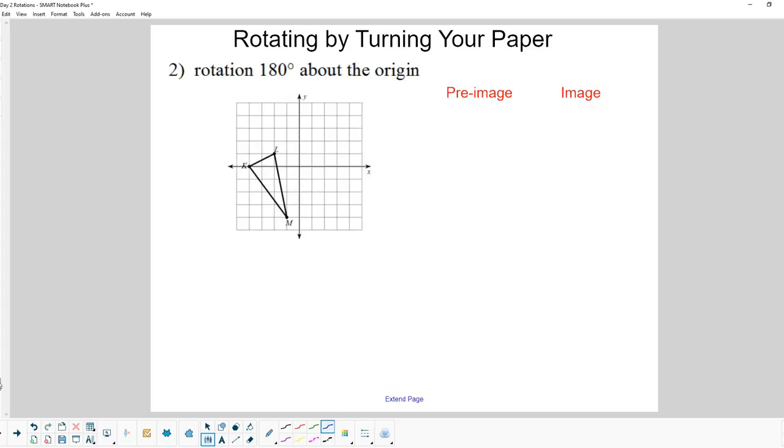All right, this one we're going to rotate 180 degrees about the origin. So first of all, let's write down the coordinates of the pre-image. Let's try to do them in alphabetical order: K, L, M. So let's start with K. K is at negative 4, 0.